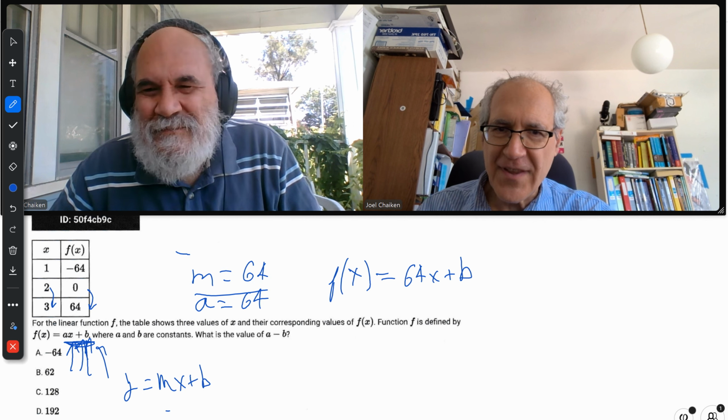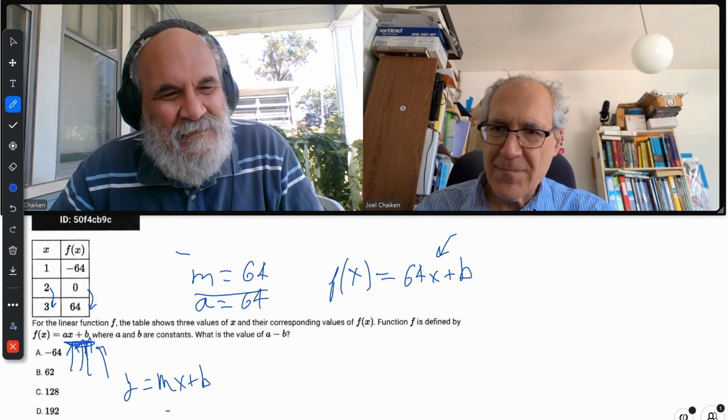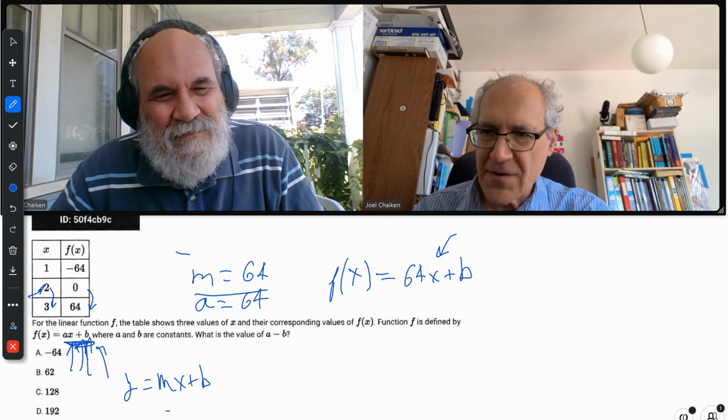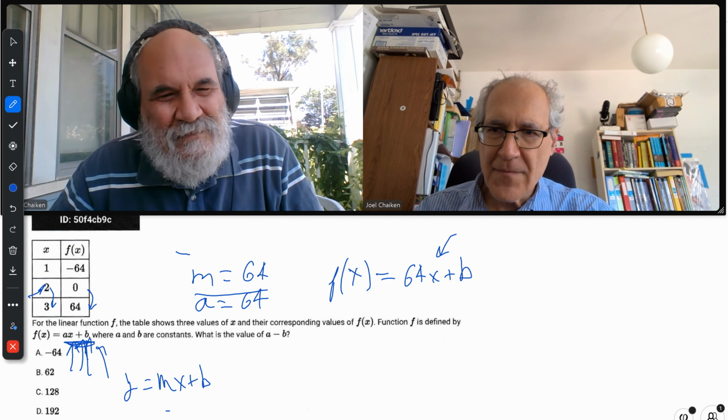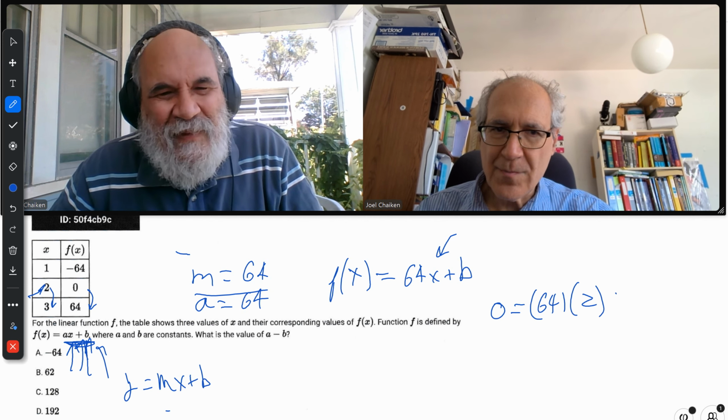So we know this. Now, it's easy enough to find b. Let's use this one. When x is 2, f of x is 0. So 64 times 2 plus b equals 0. So b is negative 128.